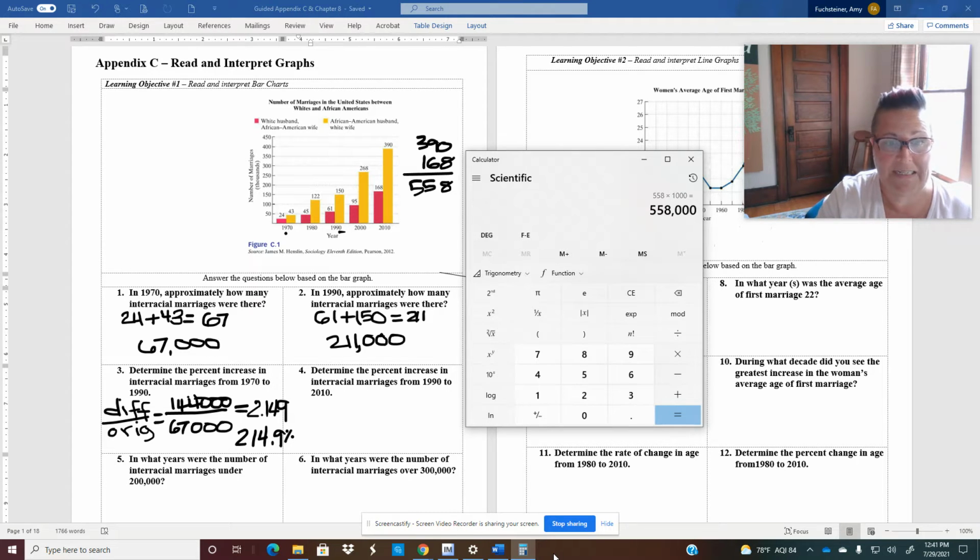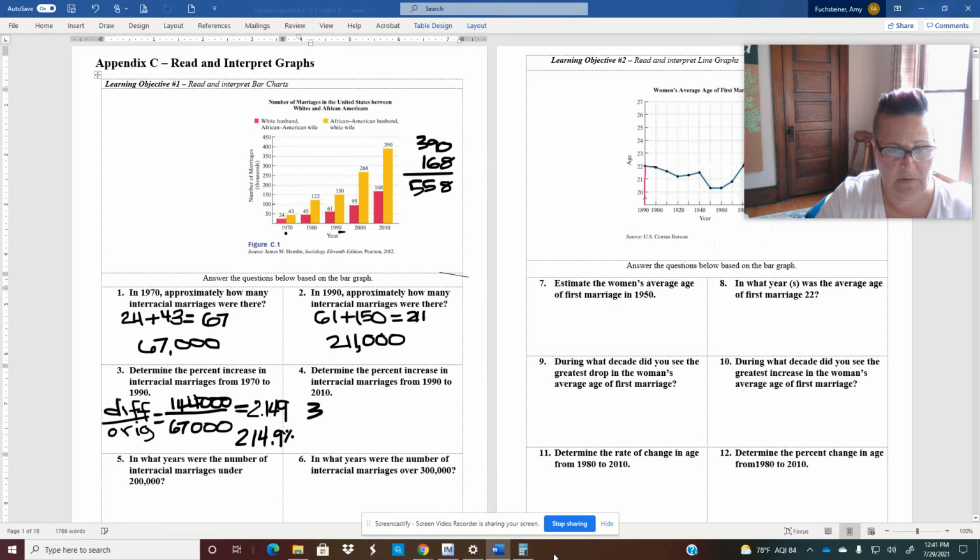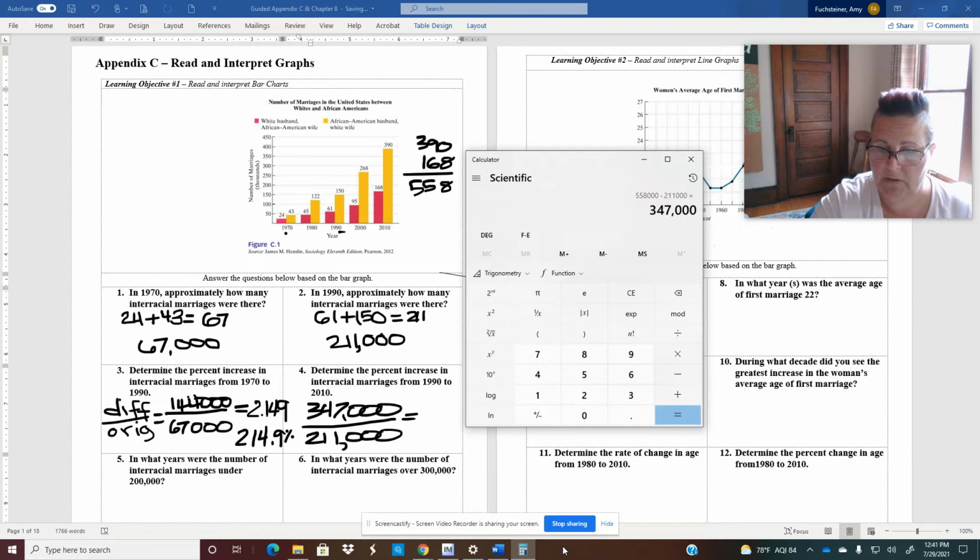That's the number in 2010, which I need to subtract the 211 from 1990, because it was 1990, which I already had, 2010. That gives me 347,000, which I want to divide by the original or first one of 211. Okay, so now I'm going to go back to my calculator. I'm going to divide by 211,000. So I get 1.6445.